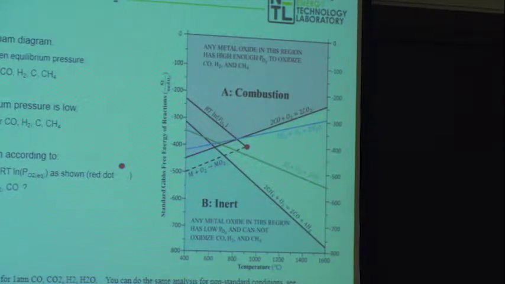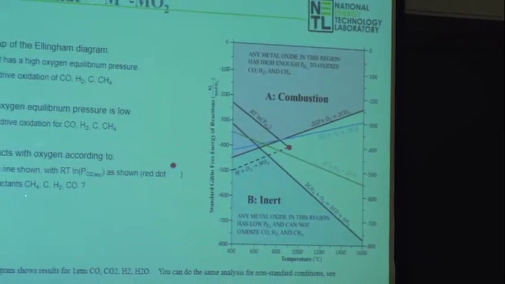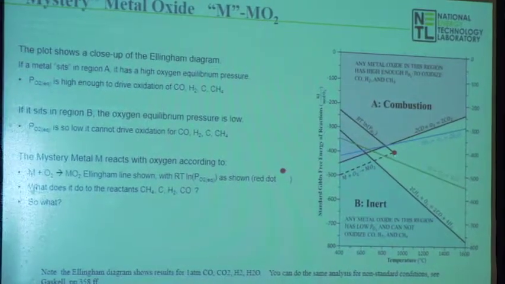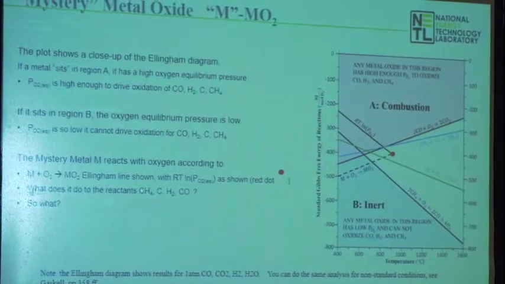Well, that's an interesting metal, all right? It reacts with oxygen according to that Ellingham line, that red dot. How does it react with each of these reactants? Remember, just look at the chart. This is not a trick. I'm saying combustion here, inert here. Look at where the different fuels are, methane, carbon, hydrogen, and CO, relative to where that dot is. How does this material interact toward equilibrium with methane?